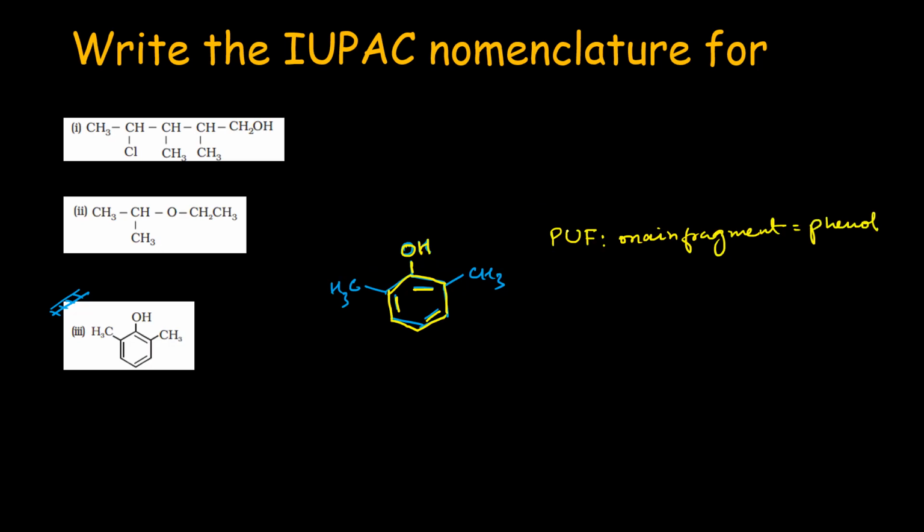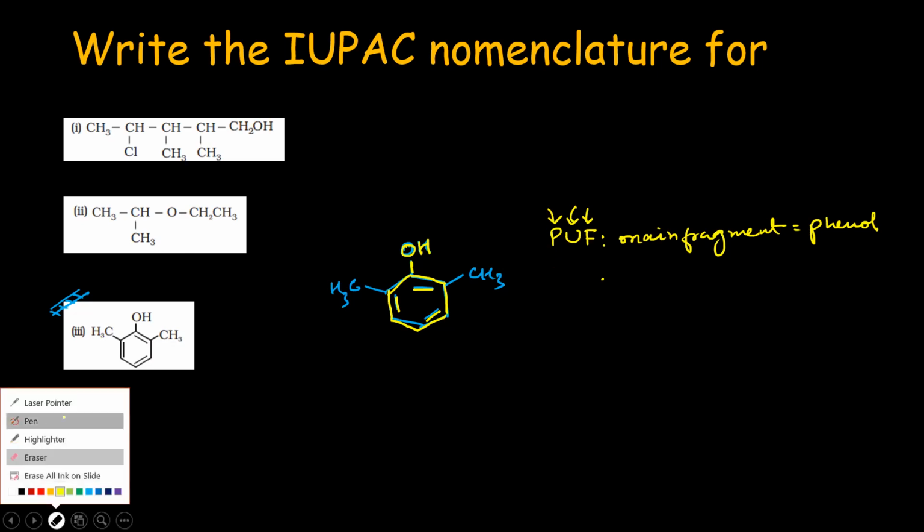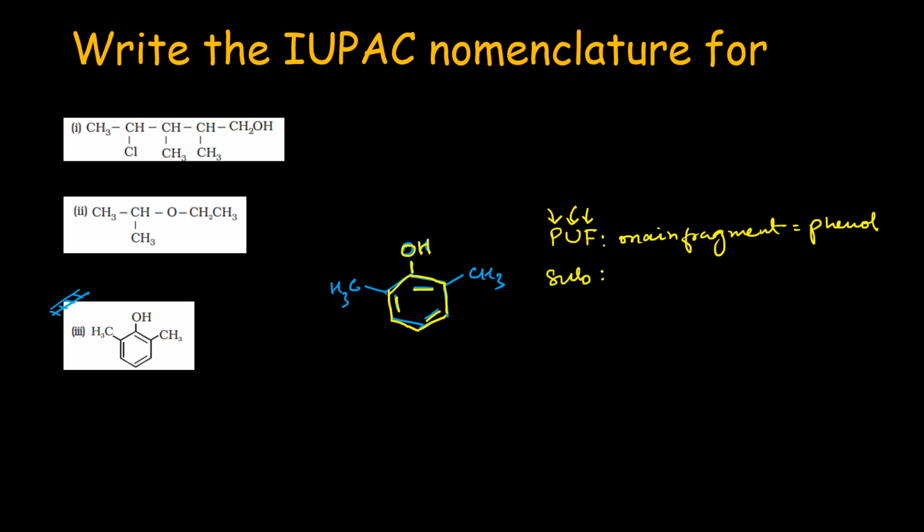Okay. Now, what is PUFF? Parent, unsaturation, and functional group. All of these things have been identified, and it is phenol. Whatever remains is substituent. Okay, whatever remains is substituent. So what is my substituent? We have two methyl groups. So as substituent, we write dimethyl.